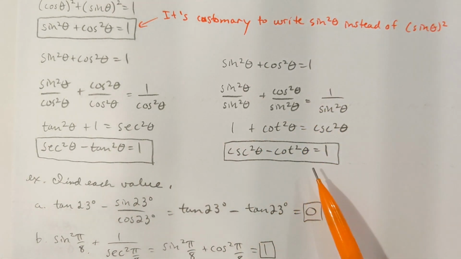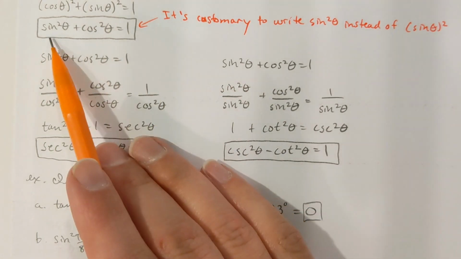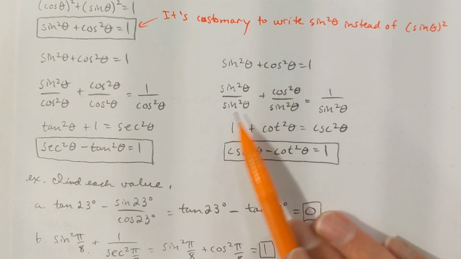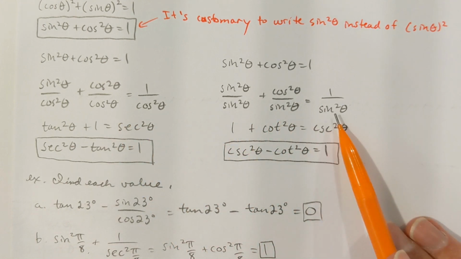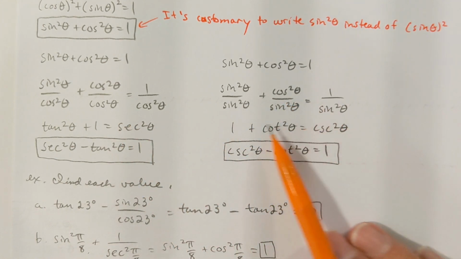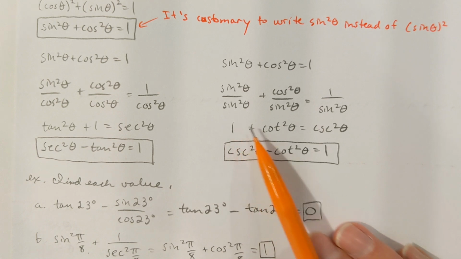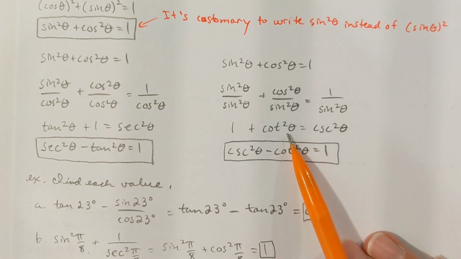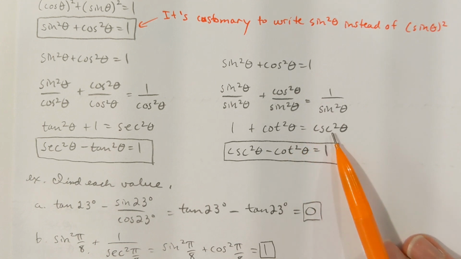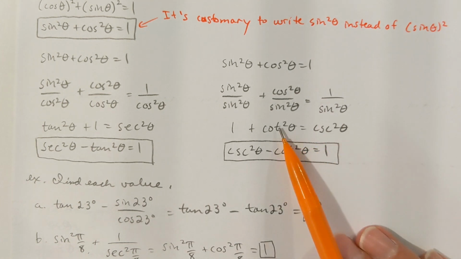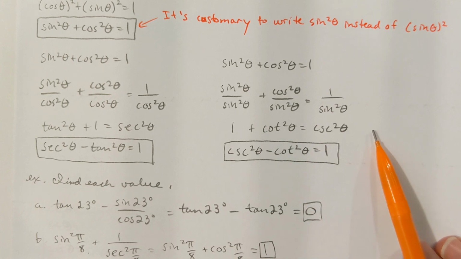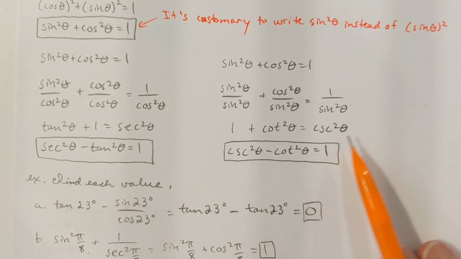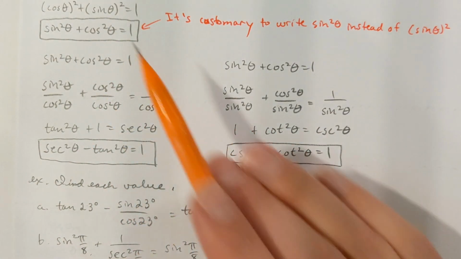The third Pythagorean identity would be if you start with sine squared theta plus cosine squared theta equals 1, and then divide both sides by sine squared theta. Okay, if you do that and simplify, you'll have 1 plus cotangent squared theta equals cosecant squared theta. If you subtract cotangent squared theta from both sides, then cosecant squared theta minus cotangent squared theta equals 1. Now, all 3 of these are worth memorizing.